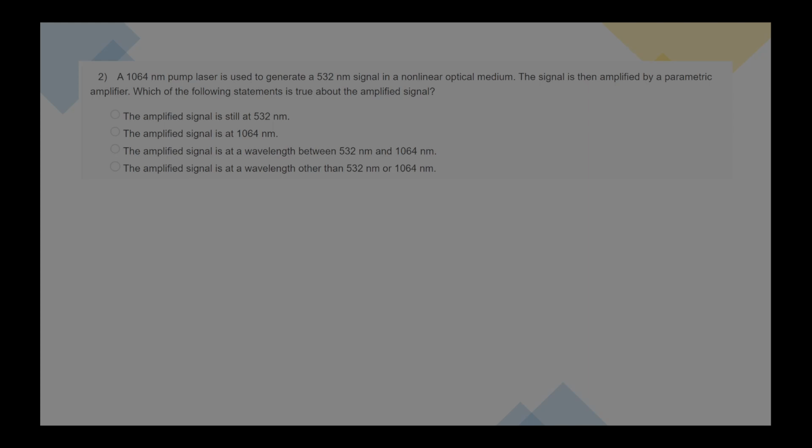Now question number 2 is there. A 1064 nanometer pump laser is used to generate a 532 nanometer signal in a non-linear optical medium. The signal is then amplified by a parametric amplifier. Which of the following statements is true about the amplified signal? So here, can you tell me what should be the answer? This one I didn't understand the answer. The answer they have given was a wavelength other than 532 or 1064.